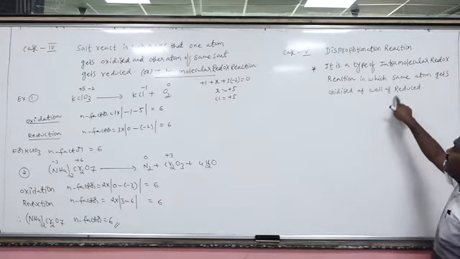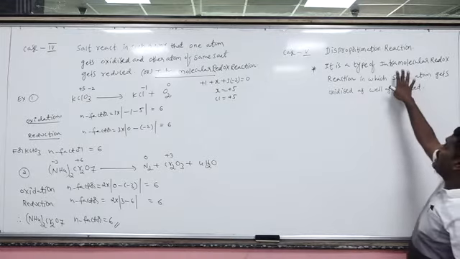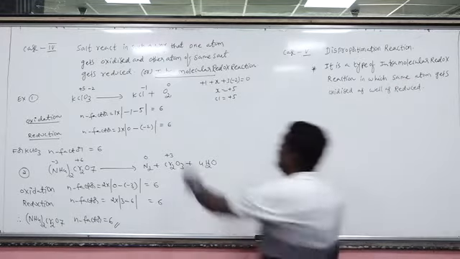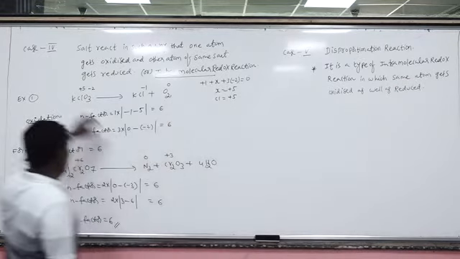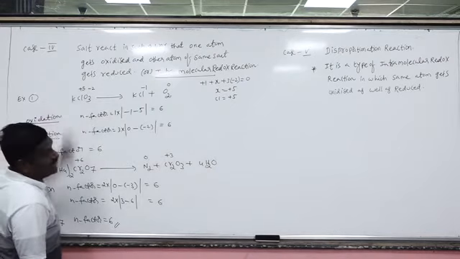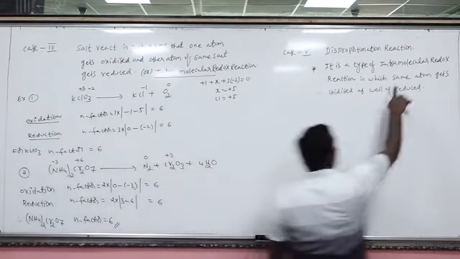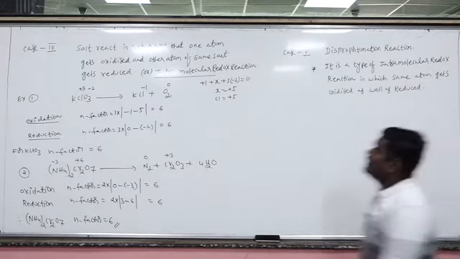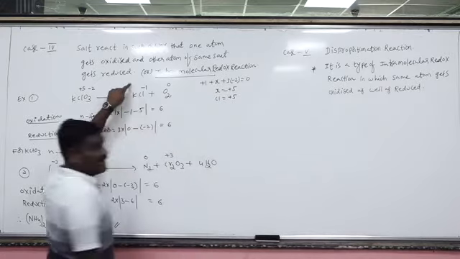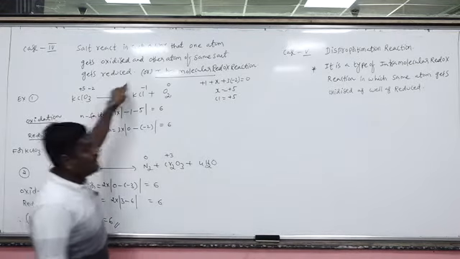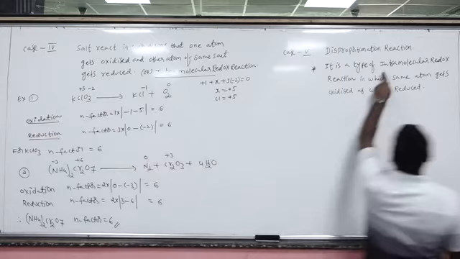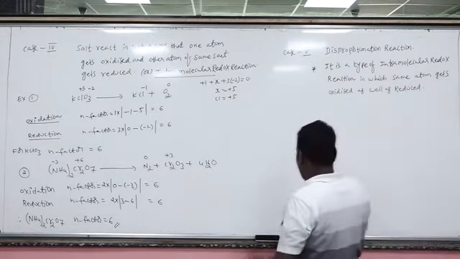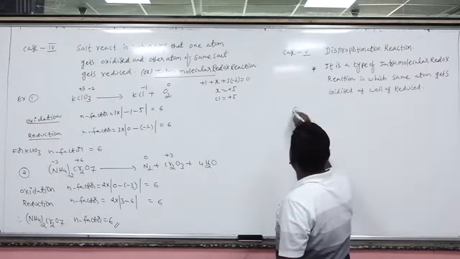Now, this disproportionation redox reaction is a type of intramolecular, but it is not the actual intramolecular. In an intramolecular redox reaction, one element may get oxidized and another element get reduced. But in this, the same element gets oxidized as well as reduced. Are you getting my point? Remember, an intramolecular redox reaction is not necessarily a disproportionation, but a disproportionation reaction is a type of intramolecular redox. Are you getting my point? This is very important.